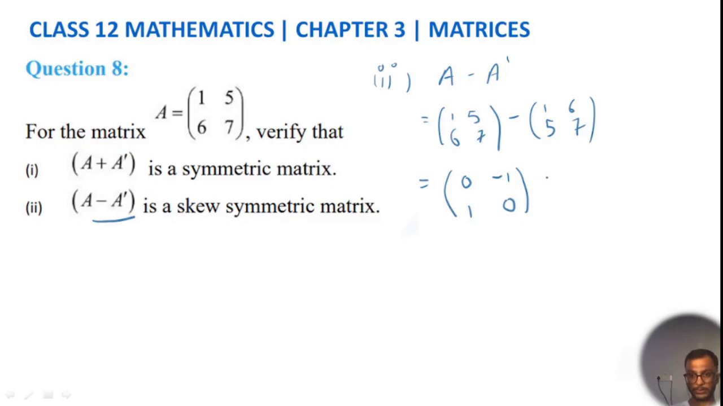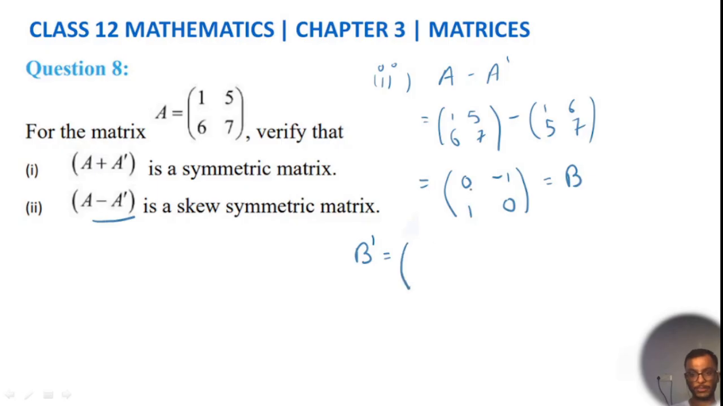अगर मैं इसको बी बोल दूं, राइट, ए माइनस ए ट्रांसपोज को अगर मैं बी बोल दूं, तो मुझे स्क्यू सिमेट्रिक देखना है. तो उसके लिए मुझे क्या होना पड़ेगा, मेरा बी ट्रांसपोज को होना पड़ेगा माइनस बी. तो पहले देखते हैं बी ट्रांसपोज क्या होगा.